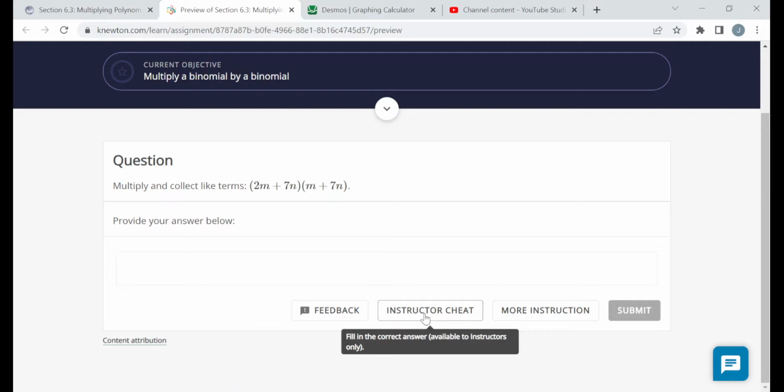You will not have this instructor cheat button for instructors only. But you will have the more instruction button. So if you're ever struggling with a topic or a question, try clicking on this. It'll take you to a page with some reading or videos to study, and then you'll be given questions related to that instruction, and completing those questions is another way to progress through the assignment.